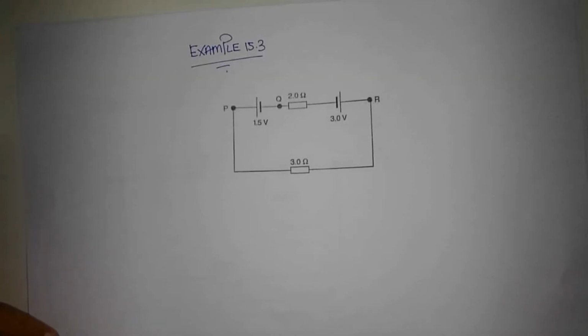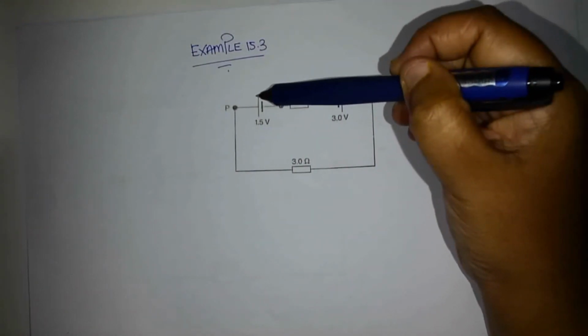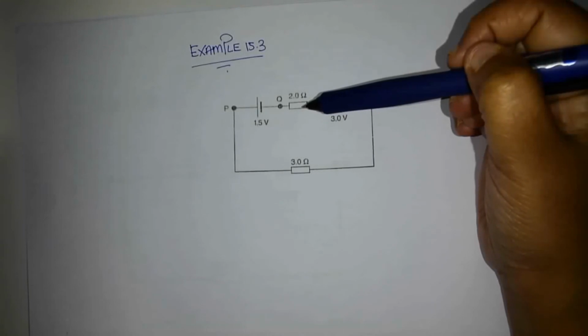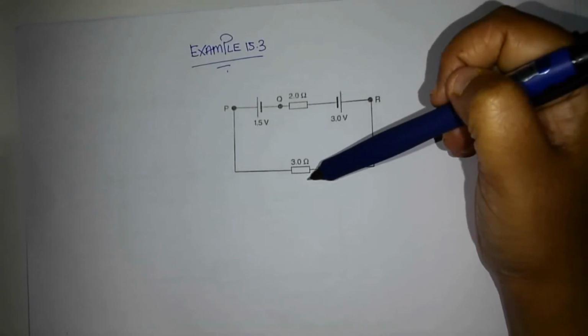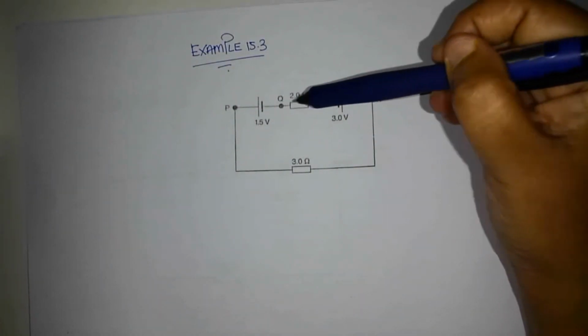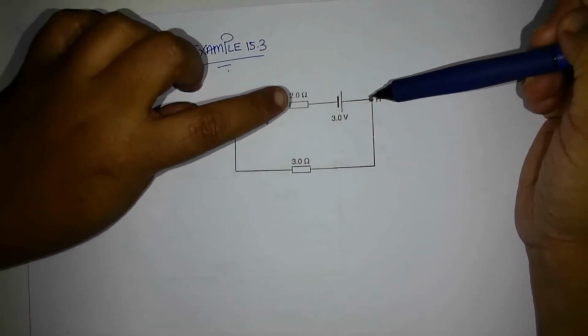Example 15.3 from page 108 of your Oxford Fajar reference book. Now the question here is, they tell us that cells of EMF 1.5 volt and 3 volts are connected in series with two resistors of resistance 2 ohm and 3 ohm as shown in the circuit diagram. Determine the potential difference between PR and QR. They want us to know the potential difference PR, and the second one, the potential difference QR.